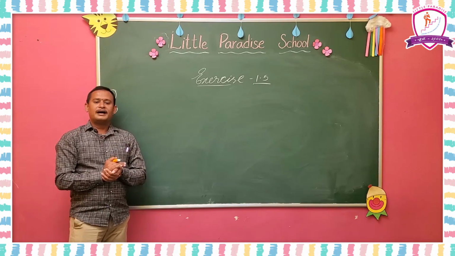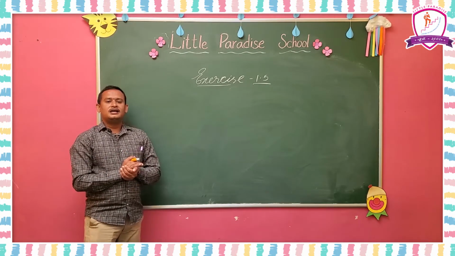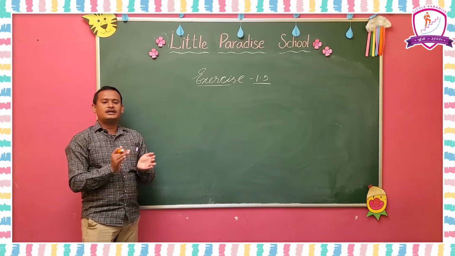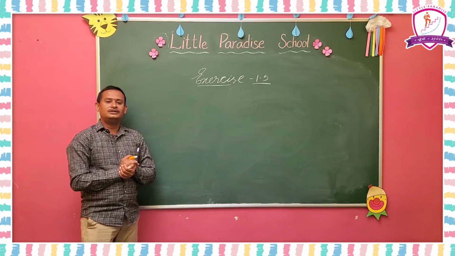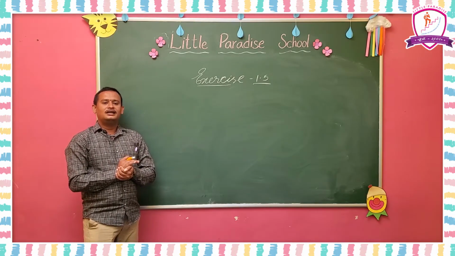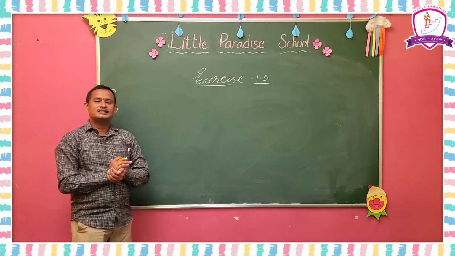Understood? Next, multiply the sum of 6 and 28 by 7. So, 6 plus 28 you have to put in a bracket, into 7. That is 28 plus 6, 34, into 7. 34 into 7, 238. You will get the answer like this.